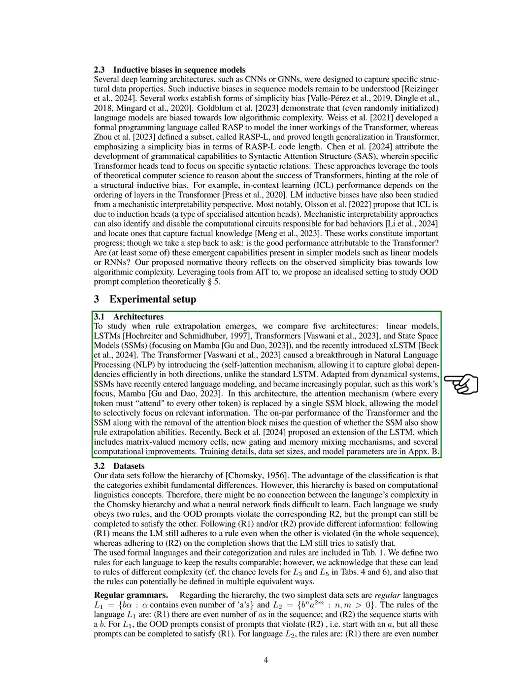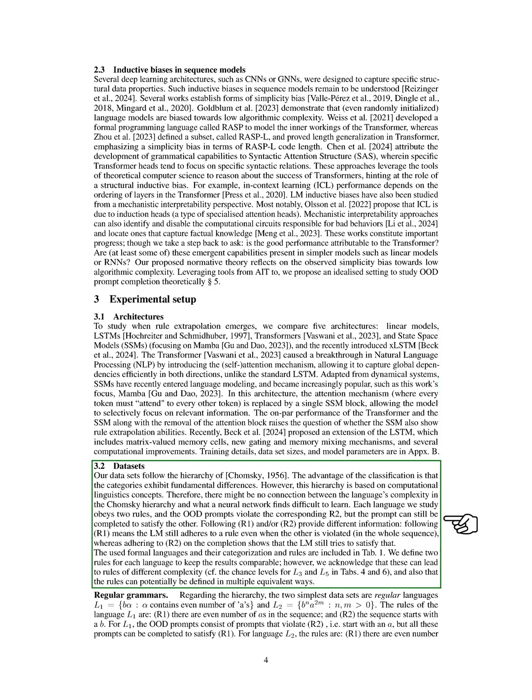found in the appendix. Our datasets follow a hierarchical structure. The benefit of classification is that the categories show significant differences. However, this hierarchy is based on computational linguistics concepts, so there may not be a direct link between a language's complexity in the Chomsky hierarchy and what a neural network finds challenging to learn.